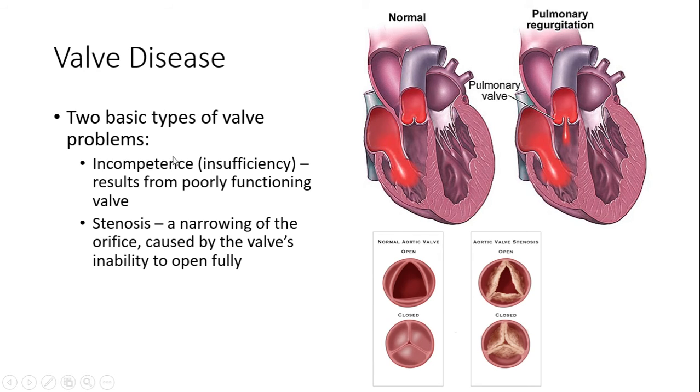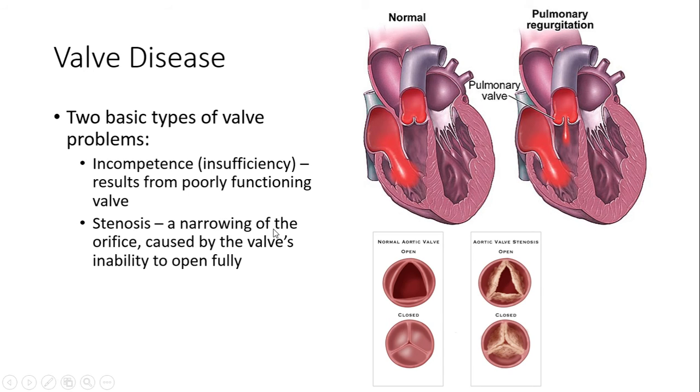So sometimes insufficiency and incompetence is also known as valvular regurgitation, because the valve is not allowing blood to continue on where it's supposed to. It goes back where it didn't come from. So here, it's not the tricuspid valve that's the problem, it's the semilunar valve where the pulmonary valve is showing you the regurgitation. But it can happen both ways.